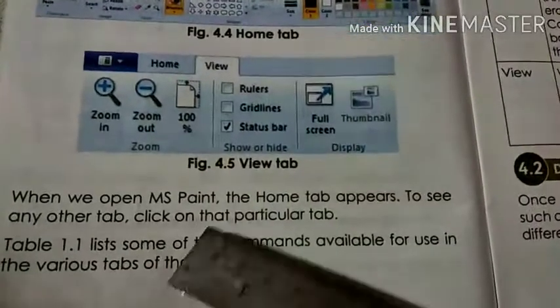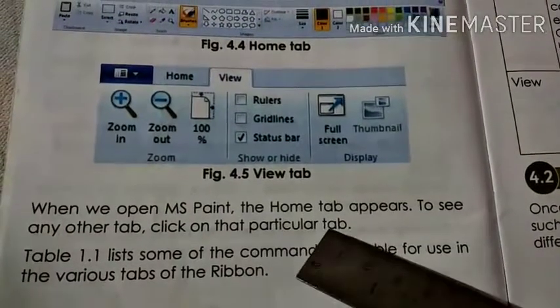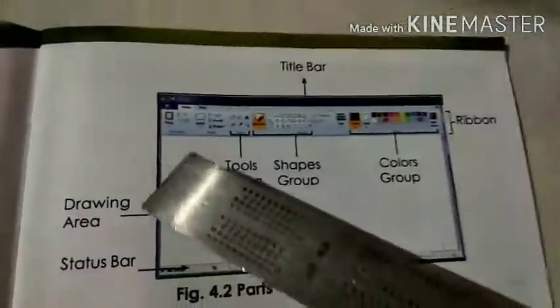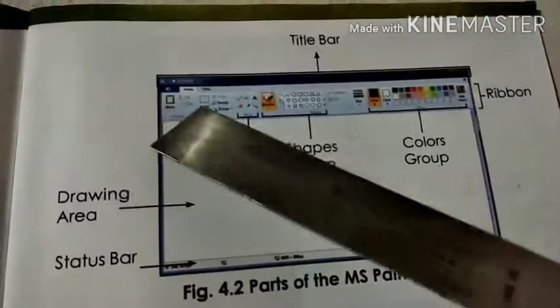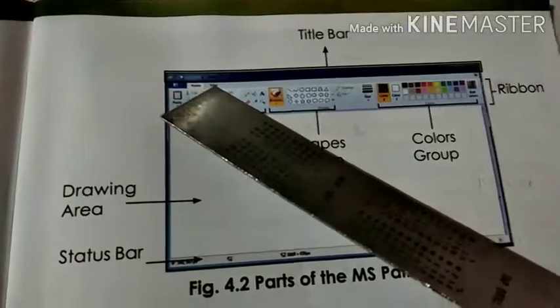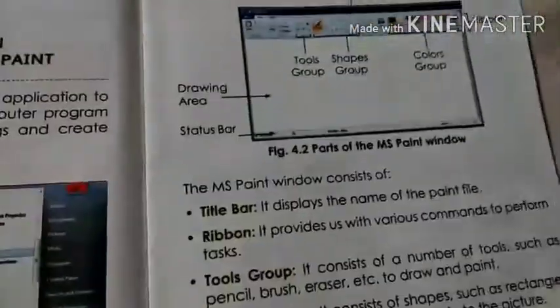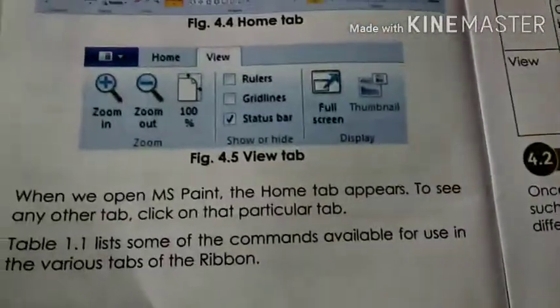When we open MS Paint, the home tab appears. To see any other tab, click on that particular tab. When you open MS Paint, you can see here already a home tab appears. If you want to see the view tab, you need to click over here, and if you want to open the file tab, you need to click over here. So when you open MS Paint, automatically the home tab appears on the screen.